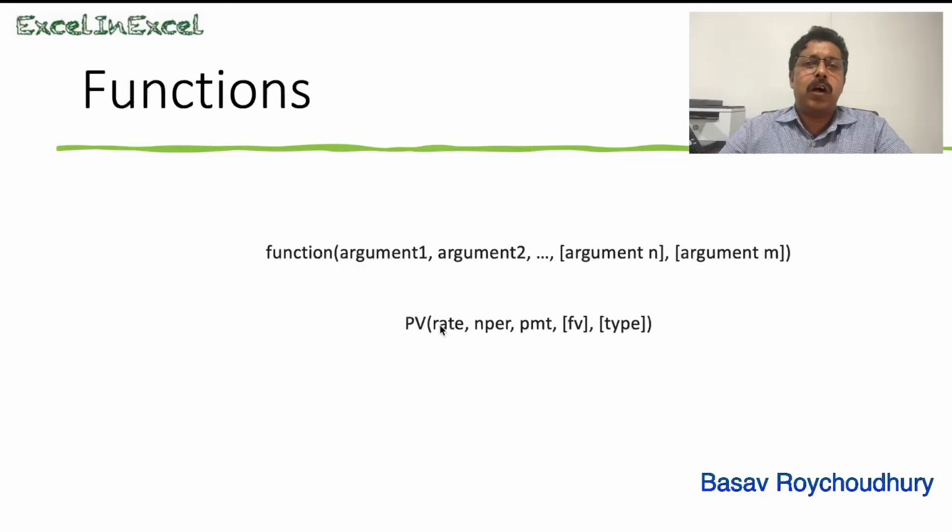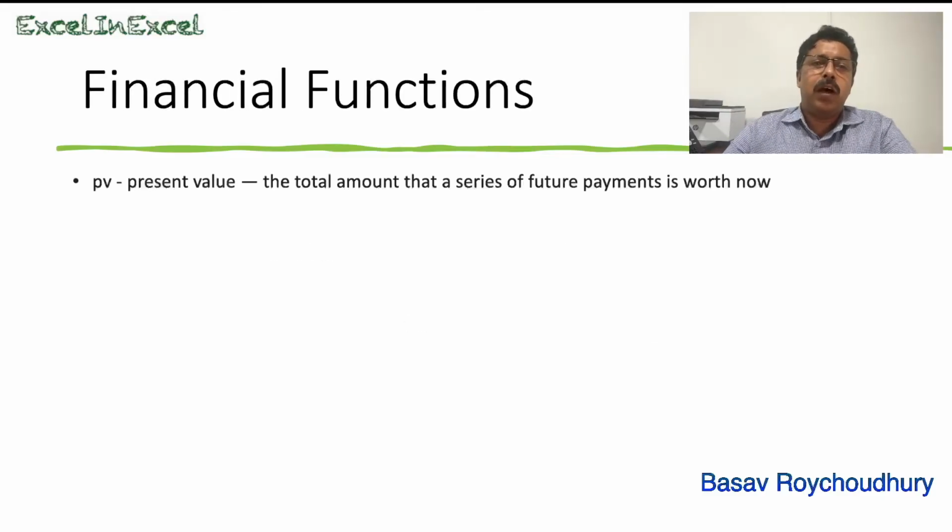So let's understand the arguments that go with a financial function. Now, one of the arguments is PV, which stands for present value. Now, what does it mean? It means the total amount that a series of future payments is worth now.